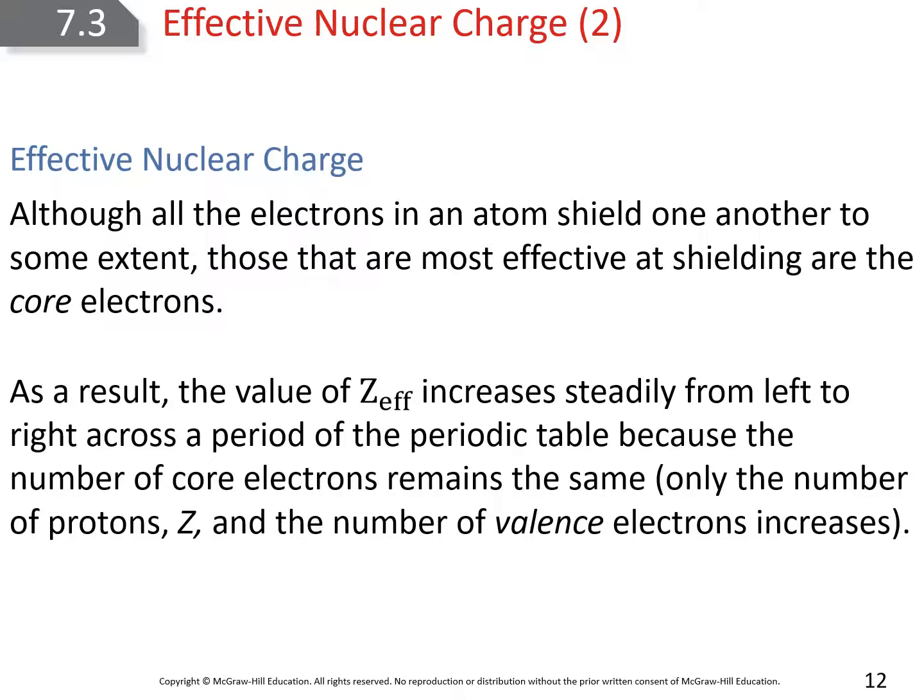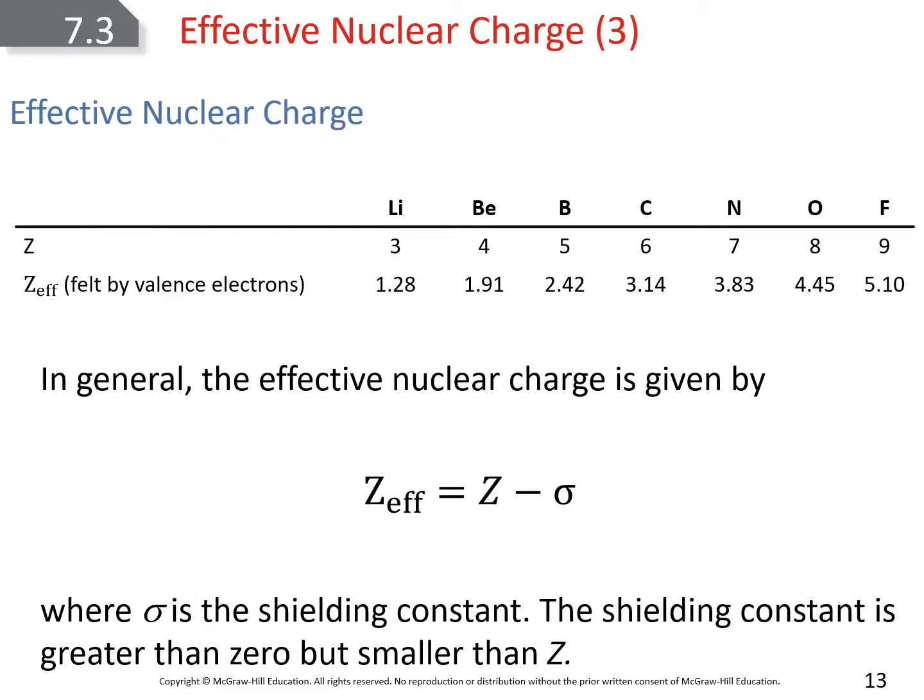So when we talk about this effective nuclear charge, Z effect increases steadily from left to right across the period. So as we go left to right looking at the periodic table, the Z effect increases. If you just look, for example, from lithium to beryllium to boron to carbon to nitrogen, etc., you'll see that lithium has a much smaller Z effect than fluorine, which has a huge Z effect. Most of this is because fluorine has way more electrons than lithium, for example.